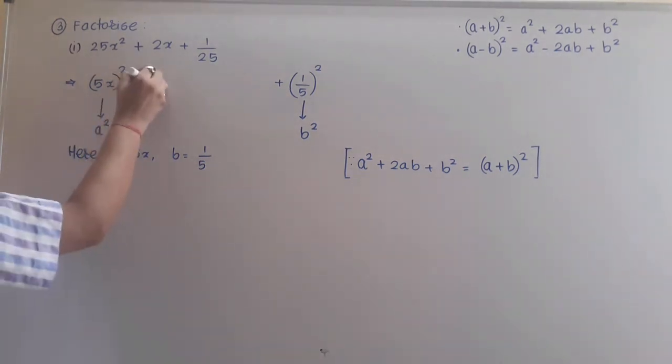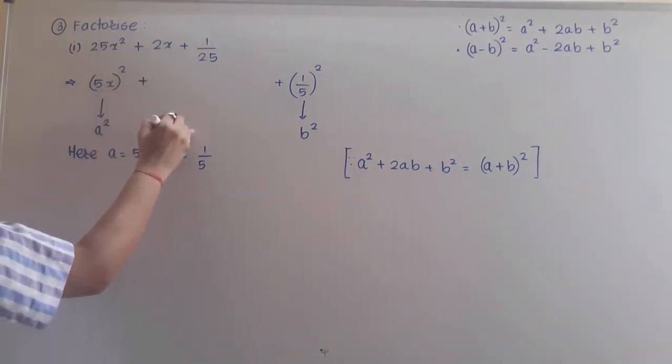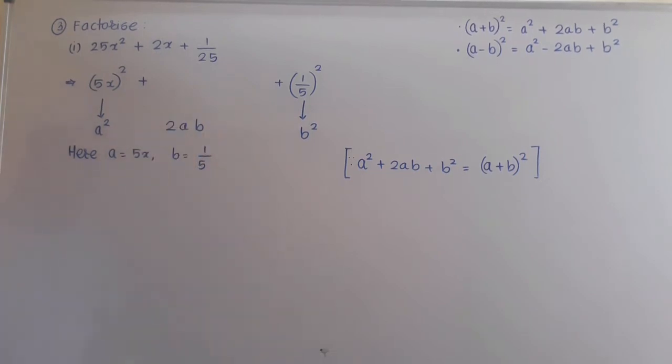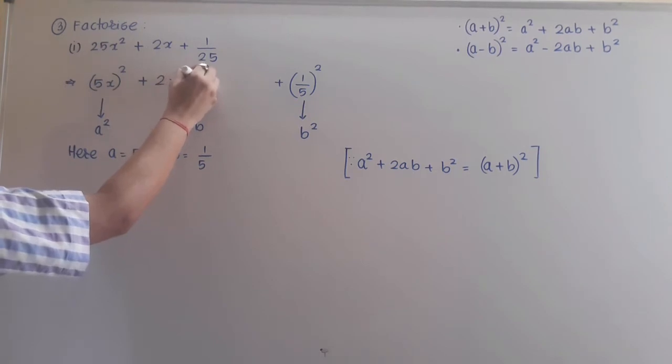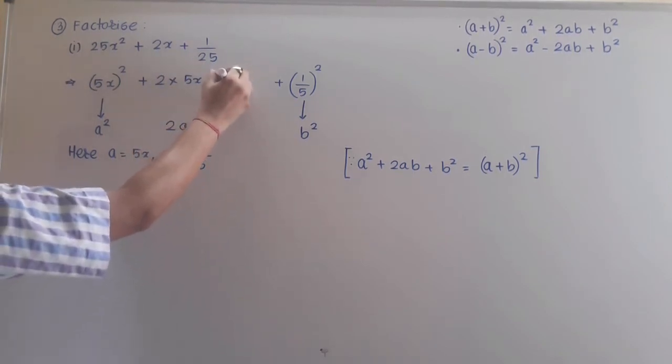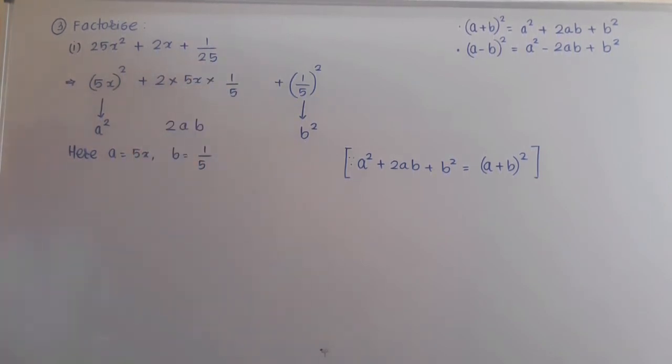So what can be the value of 2ab? So plus I am writing now the value of 2ab. So plus 2 into a. What is a here? 5x. And what is b here? That is 1 upon 5. Okay. Now when you put the value of a and b as you have considered, one thing remember, whatever is the given middle term here, that should not change. Means if you multiply all this, you should get 2x again. So observe, if 5 and 5 I cancel, then only 2x will remain.